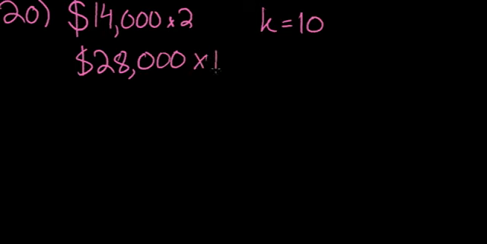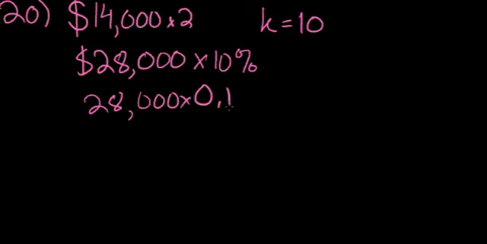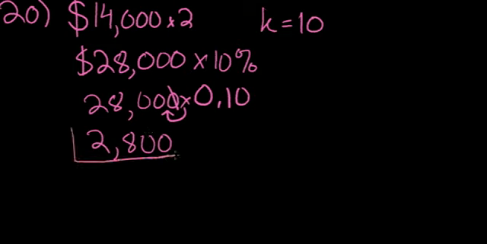So 10% will be the same thing as 0.10 because percentage is just divided by 100. And if we multiply by 0.1, we move 1 decimal point to the left. This 0 will cancel out, so it equals 2,800. So that's the salesperson's commission. So which of the following represents this commission in dollars?